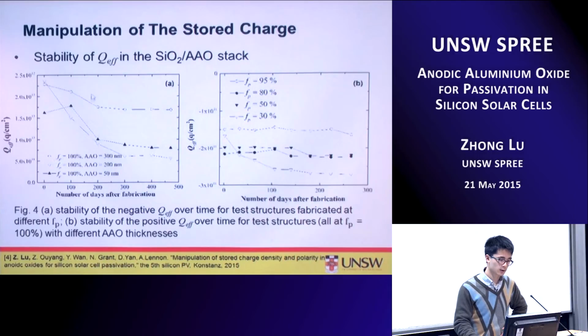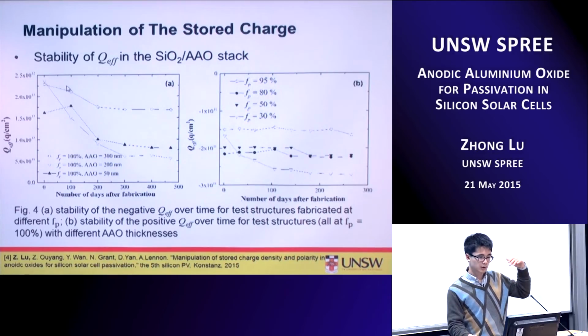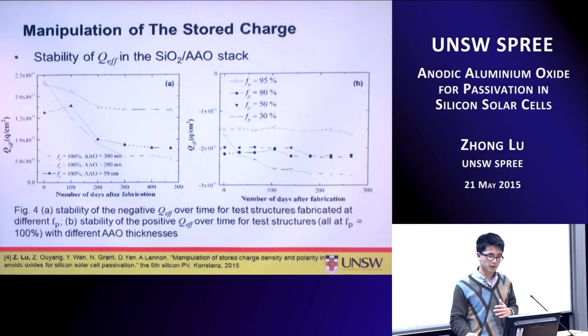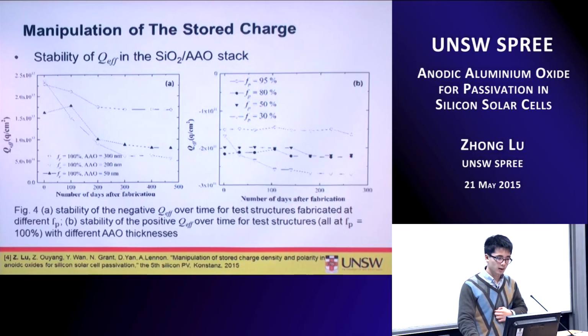And you can see that for the positive stored charge, you have a strong degrading of the magnitude in the first 6 months, so that's 200 days, and then it will saturate afterwards. I've been monitoring this structure for over a year, for a year and a half. And for the negative ones, you can see that it's relatively stable for most of the samples.